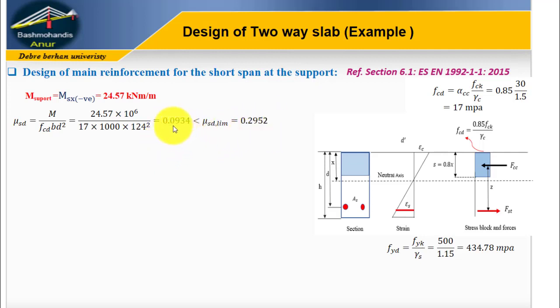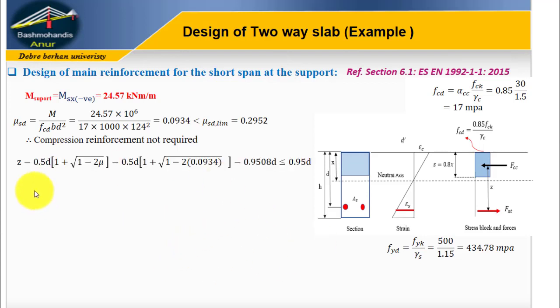Therefore if mu sd is less than mu sd limit, compression reinforcement is not required. Remember that most of the time in slab we are not going to face double reinforcement, okay, but we have to check it.